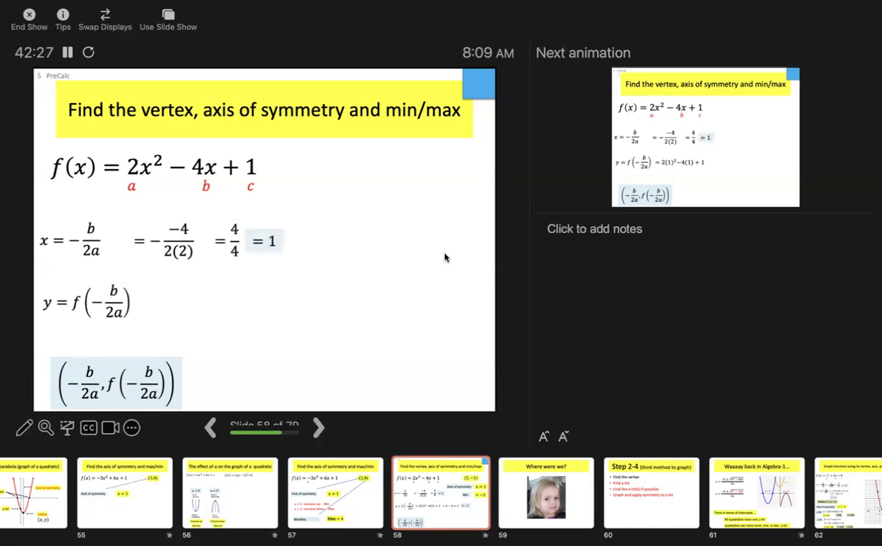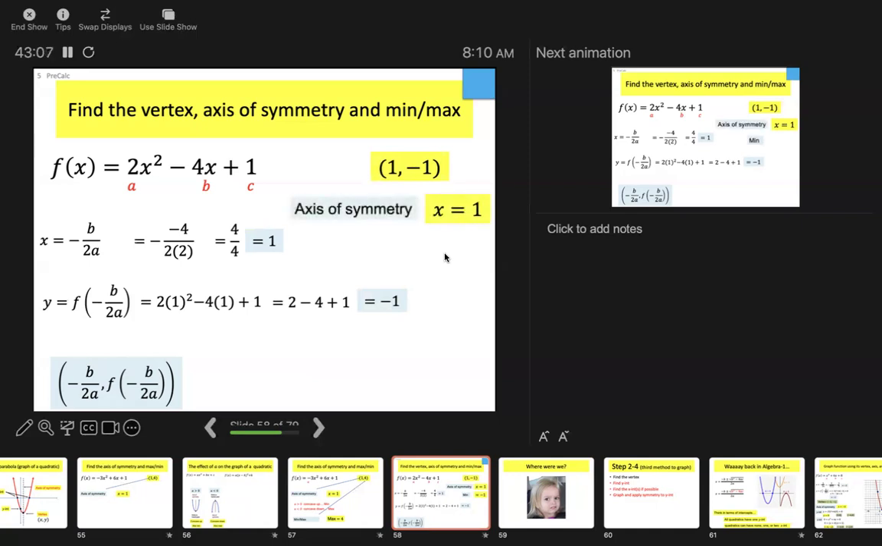Now I take this to find the y value, or the k value. I throw it back into the formula. 1 squared times 2, 2 minus 4, negative 2 plus 1, is -1. Yay, we just found our vertex. And from that, we now know our axis of symmetry and our min or max if we look at the a value. Concave up, which means it has a min. So the axis of symmetry is at 1, and the minimum at -1. Really quickly done.